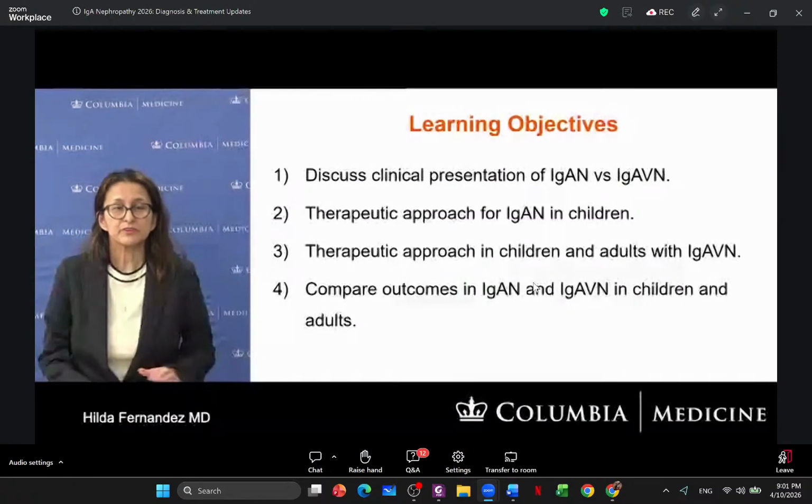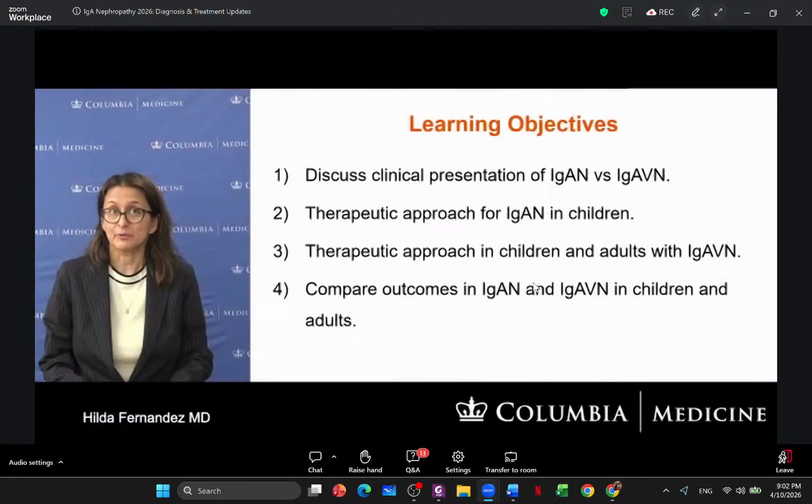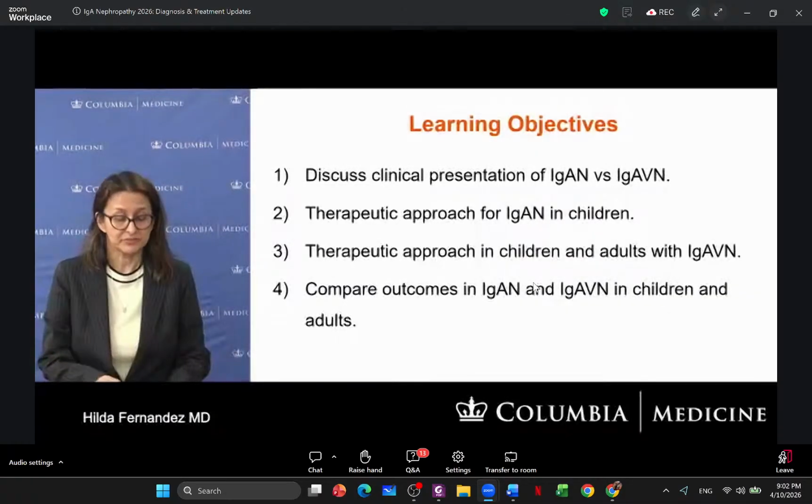So today we're going to be discussing the clinical presentation of IgA and IgA vasculitis with nephritis. And we're going to be looking at the therapeutic approach for IgA nephropathy in children, as well as how IgA is treated both in children and adults with vasculitis. And we're also going to compare the outcomes in regards to their IgA nephropathy and IgA vasculitis with nephritis in children and adults.